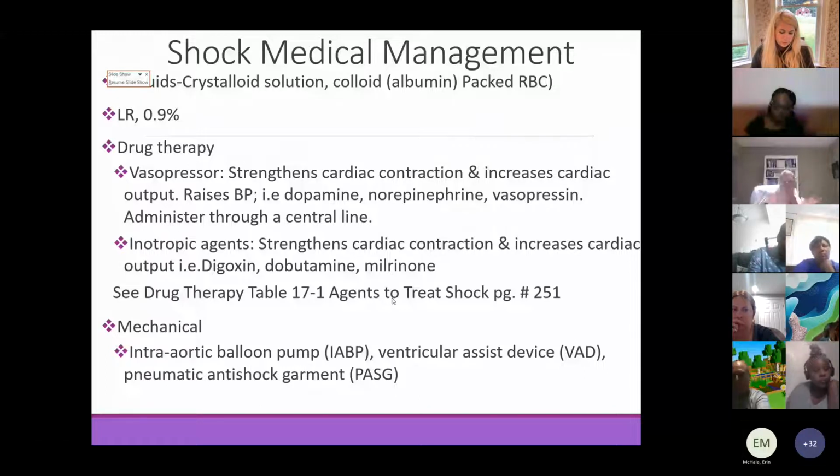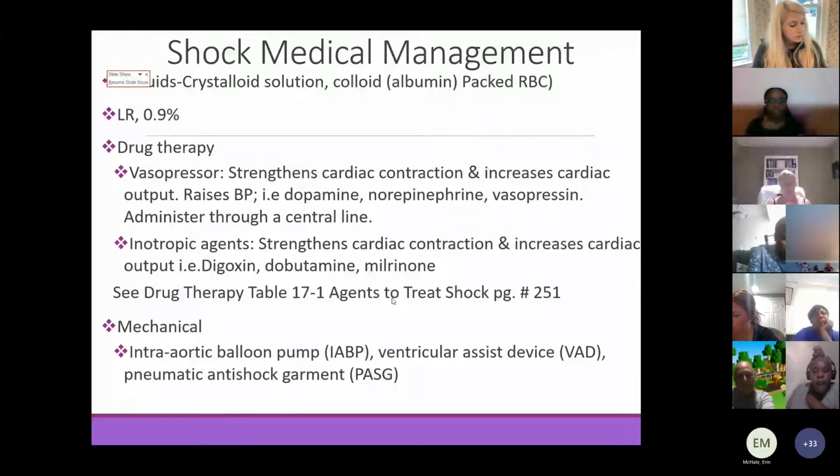If they do not have any reason why they can't get a blood transfusion, then definitely we can give them packed red blood cells. Lactated Ringer's and 0.9% saline are the two fluids that we usually give whenever there's low blood pressure or a patient's in shock.